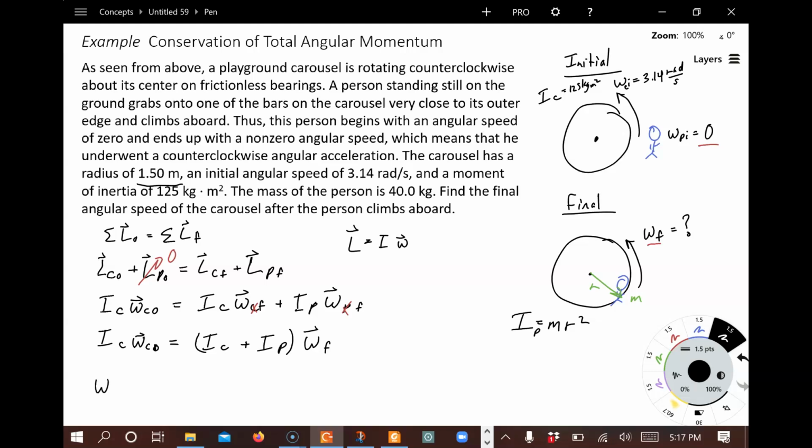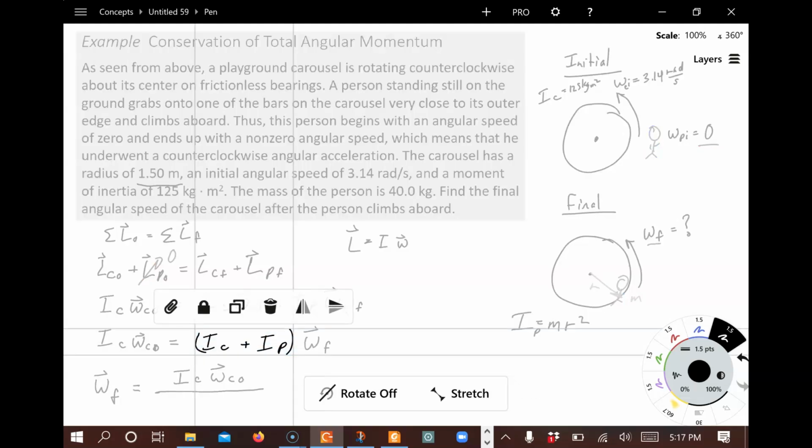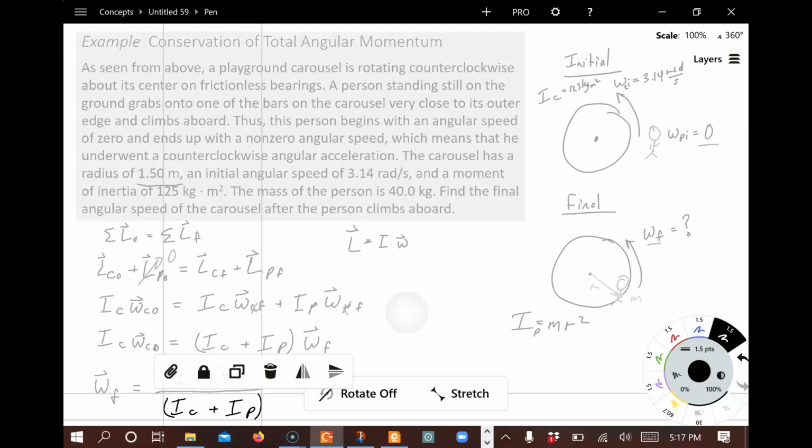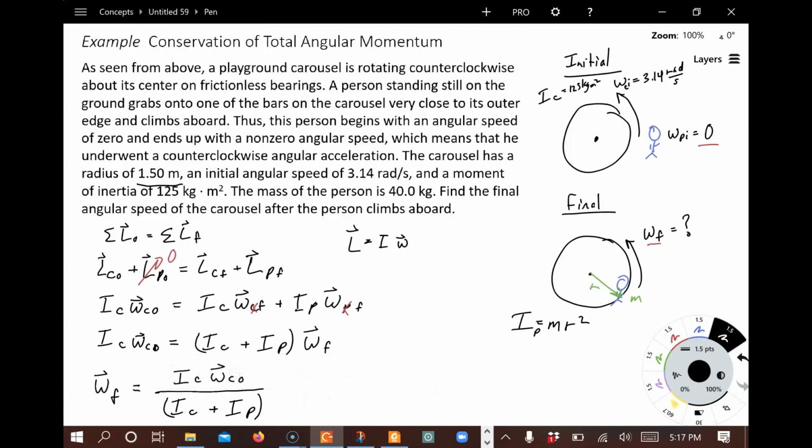We're going to have to divide both sides. Let me flip the sides of the equation and divide by that term in parentheses there, and then we're going to end up just with this. And we can go ahead and plug in our values here.